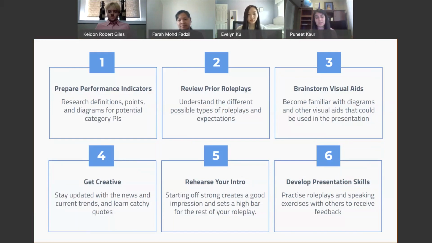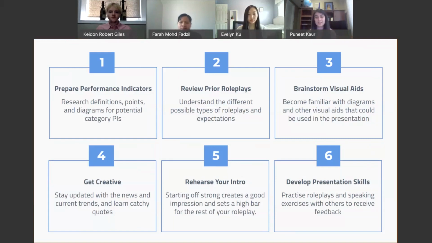And next would be to rehearse your intro. You always want to start off strong and on the right foot when you're starting a role play. So take a couple of seconds towards the end of your role play prep time to say your intro out loud and rehearse the phrasing you want to use, and practice smiling or shaking hands with a partner if this was in person. It really sets a high bar for the rest of your role play, because starting off on the right foot creates a good first impression and that carries over for the rest of your presentation.